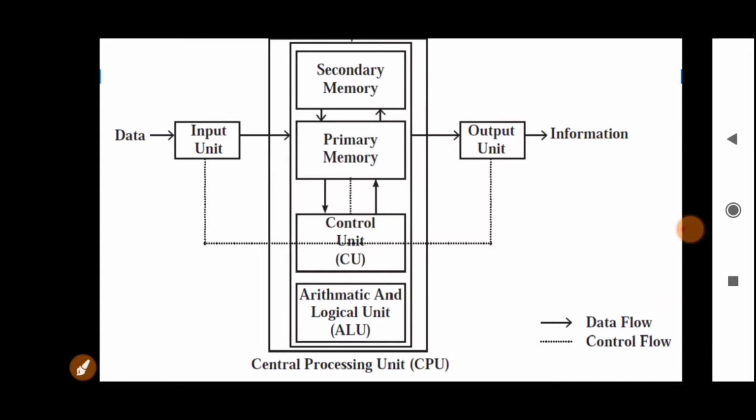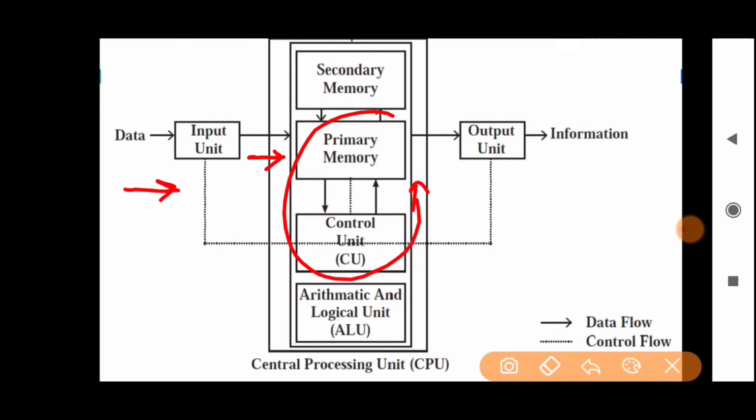And there are solid lines, that is the data flow between the secondary memory and the main memory. So basically the data will be typed in from the input device, and it will be transferred to the memory, and from the memory it will be processed with the help of the control unit, and then this processed data will be shown in the form of information from the output units.